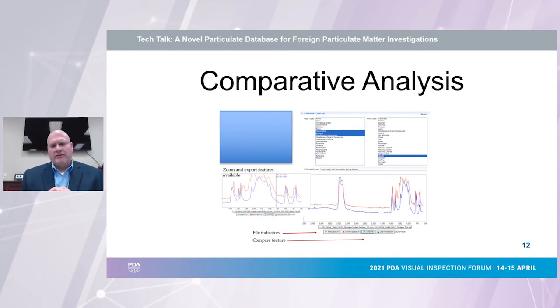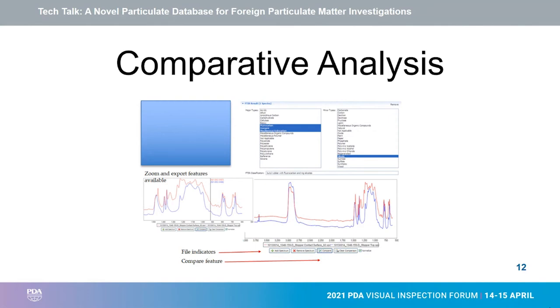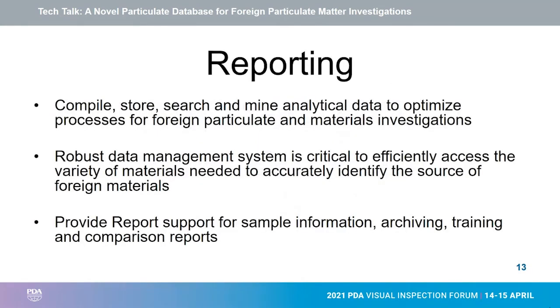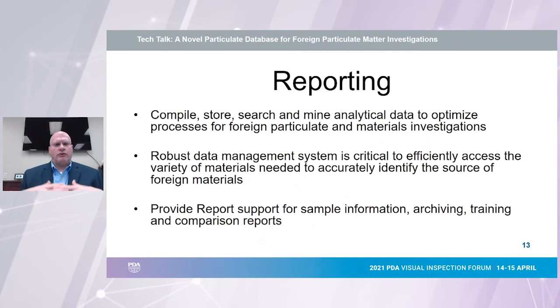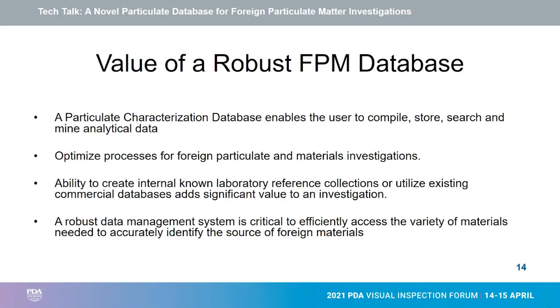Here's an example of overlaying 2 FTIR spectra. We've identified the major and minor components, but it allows us to take an unknown material and a known material and overlay the 2 to help us in that source determination. And then reporting, being able to compile, store, search, and mine analytical data is a critical aspect. And we need to provide report support for that sample information for archiving purposes, for training, and for having comparison reports that we can utilize during our investigations.